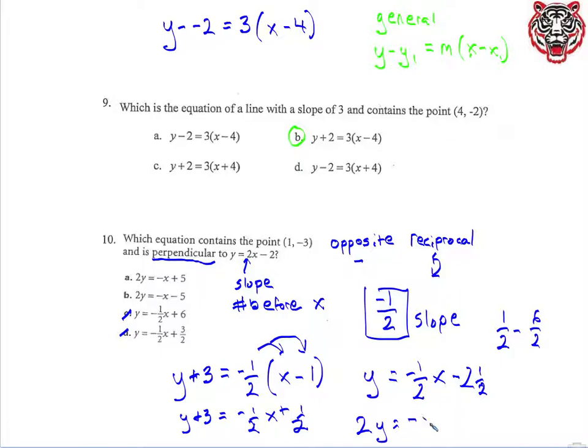Negative x. What's negative 2/2 times 2? Negative... plus 5. Close. Negative 5. Negative 5, and there's our answer. B.